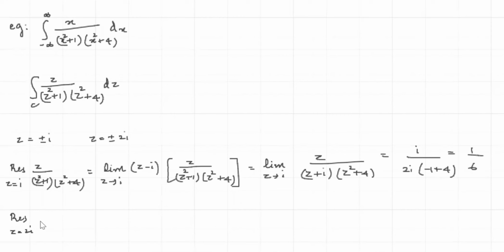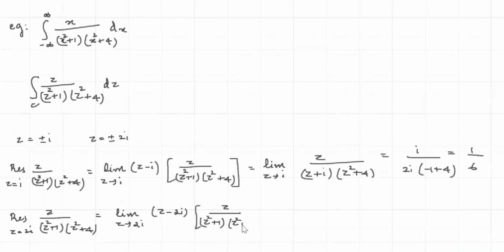and that is equal to 1 by 6. In the same way, we are calculating the residue for the function z by (z square plus 1) times (z square plus 4) at the point z equal to 2i, that is the second singularity lying in the upper half plane. That is equal to the limit as z tends to 2i of (z minus 2i) times z by (z square plus 1) times (z square plus 4).